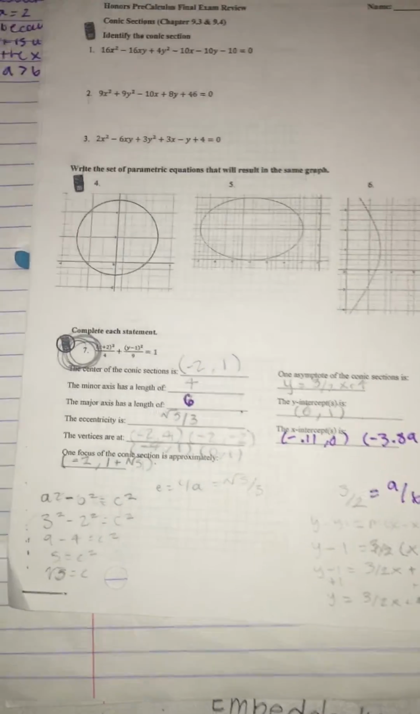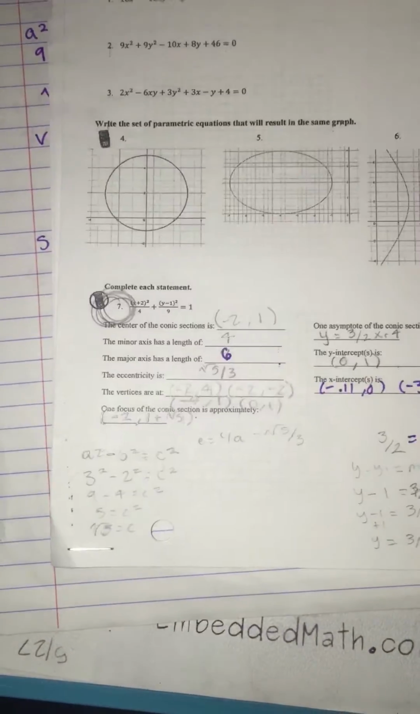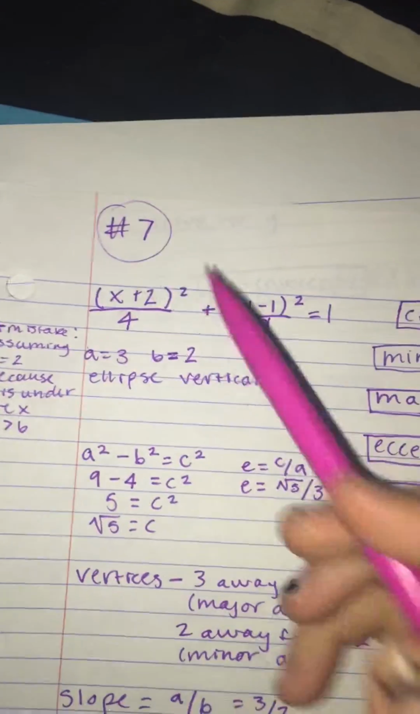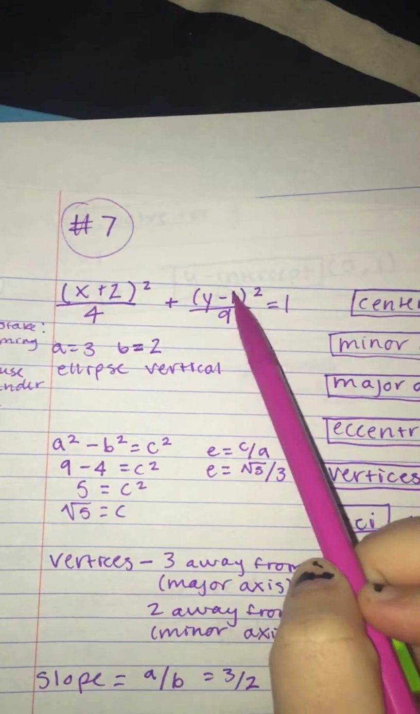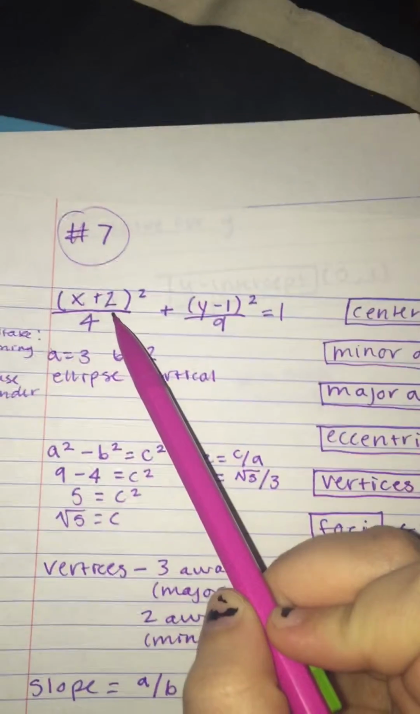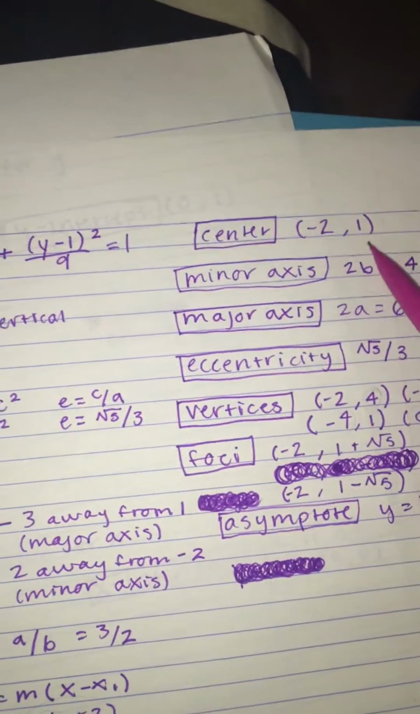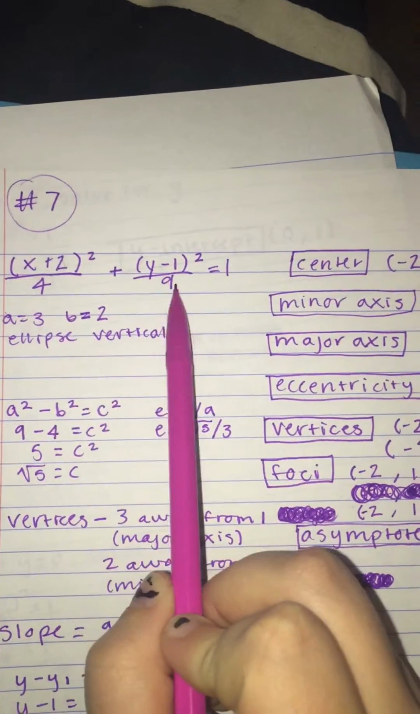I'm going to be going over number 7 on the review guide. It is a conics problem. So the first thing the question asks for is the center of the conic. And the center of the conic can be determined by these two values within the parentheses, and everything within the parentheses is opposite, so you know that your center is at -2, 1.